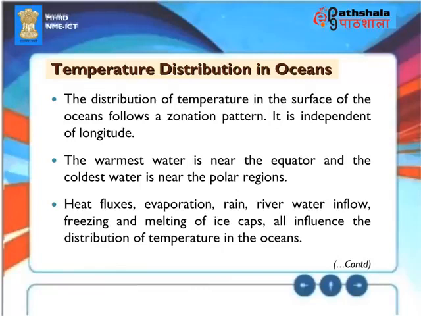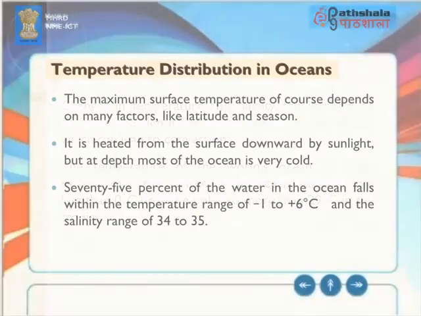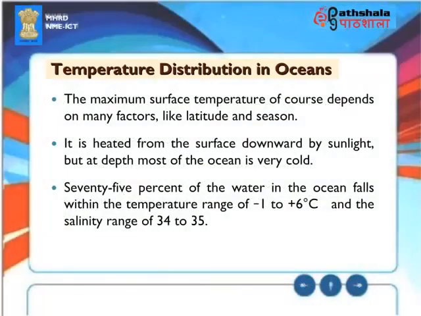Heat fluxes, evaporation, rain, river water inflow, freezing and melting of ice caps all influence the distribution of temperatures in the oceans. Changes in temperature and salinity can increase or decrease the density of ocean waters at the surface, which can lead to convection. The temperature of the world's ocean is highly variable over the surface of the ocean, ranging from less than 0 degrees centigrade near the poles to more than 29 degrees centigrade in the tropics. The maximum surface temperature, of course, depends on many factors like latitude and season.